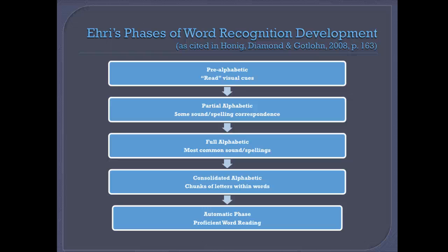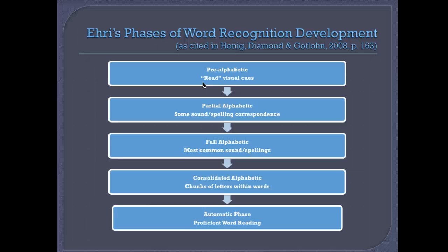Hi, welcome back. We left off at Linnea Ehri's phases of word recognition development, and she did extensive research on how students learn to read words. We'll begin with the first phase, which is the pre-alphabetic, where they read visual cues. And the word "read" is in quotation marks because they're not necessarily reading. They are memorizing visual features or guessing words from their context.